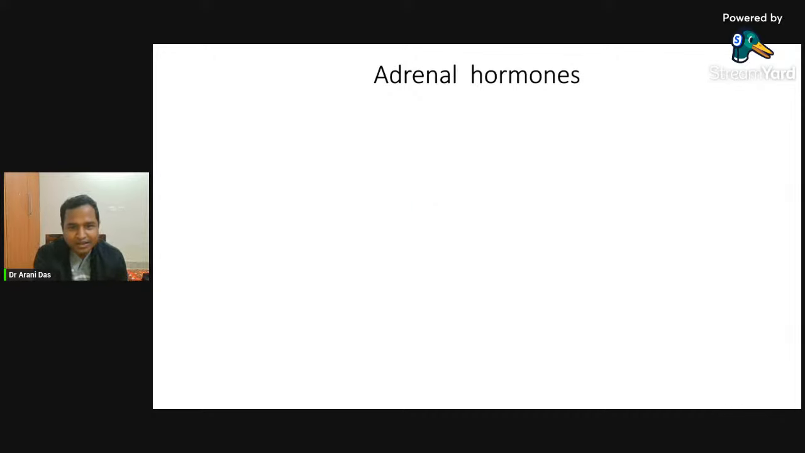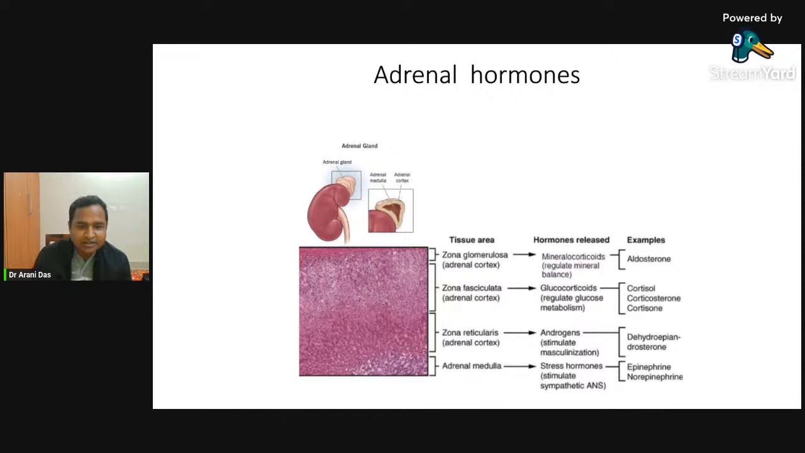Now, in this slide, I summarize all the adrenal hormones. The adrenal gland, which is a suprarenal gland, is present just above the kidney, on both kidneys. It has a central core, the medulla, and an outer cortex, the adrenal cortex. The cortex is again in three layers: zona glomerulosa, which secretes aldosterone; fasciculata, which secretes cortisol majorly; and reticularis, which secretes androgens, dehydroepiandrosterone. The adrenal medulla secretes epinephrine and norepinephrine, which are the catecholamines.